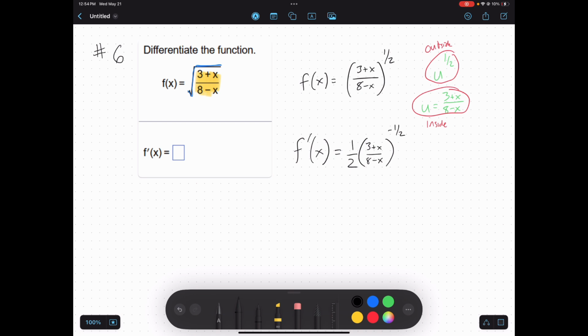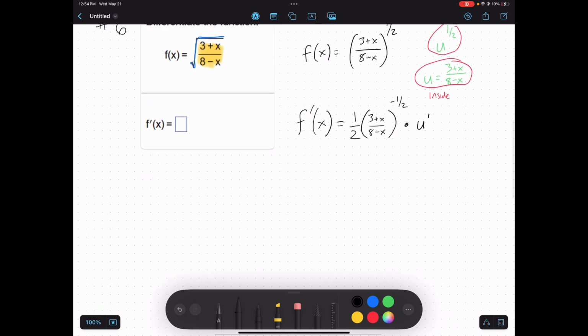But then, according to the chain rule, right, I need to take the derivative of u, of that inside function. I need the derivative of the inside function. But what is that derivative going to require? U is a rational function. It's got a function on top of another function, which means to take that derivative, I need quotient rule. So my numerator function is this 3 plus x, and my denominator function is this 8 minus x.